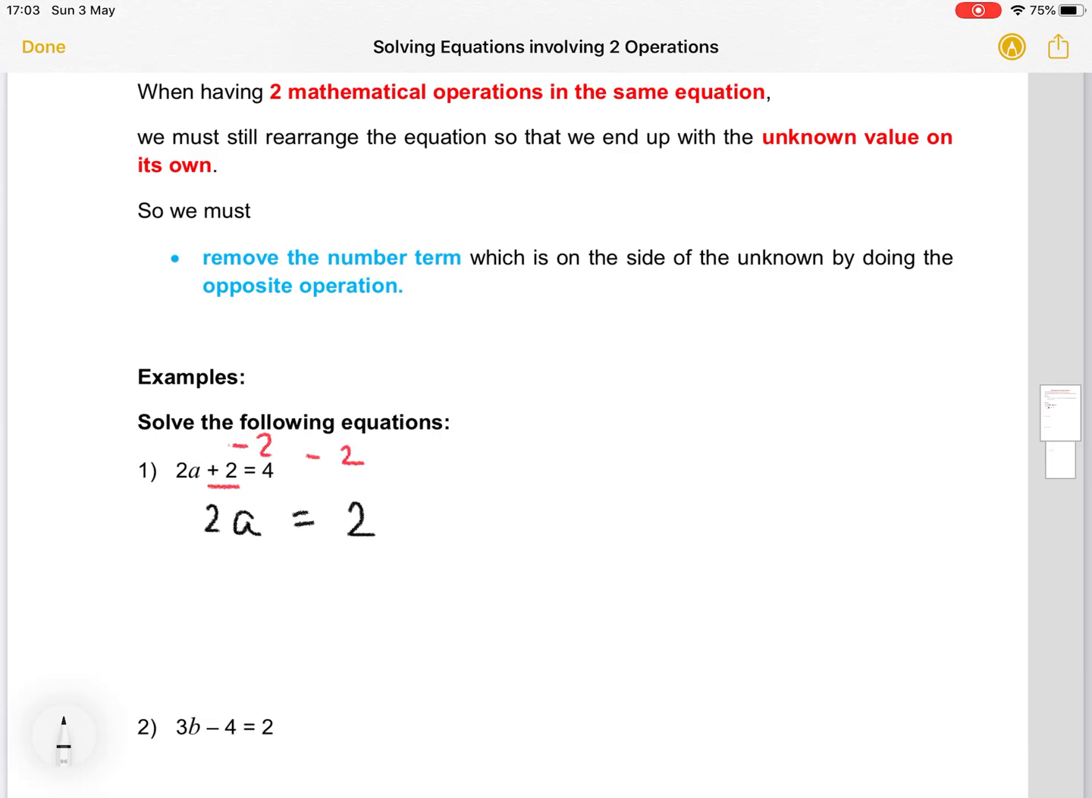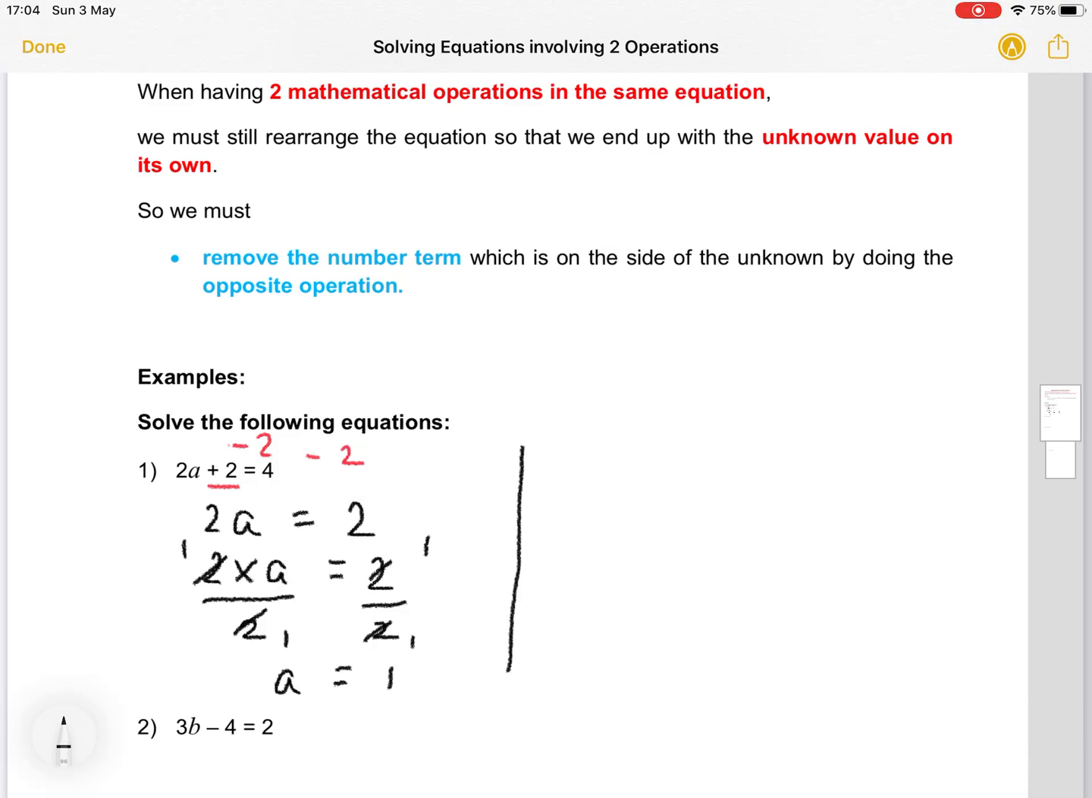Now, boys, 2a means 2 times a is equal to 2. Okay, to remove the times 2, to get rid of the times 2, we must divide by 2 each side. Okay, we can cancel the 2 with the 2 on the left and the 2 with the 2 on the right. So a is equal to 1, because 1 division by 1, it's 1. Okay, we ended up with the unknown value on its own. A equals 1. So we know that a is equal to 1.